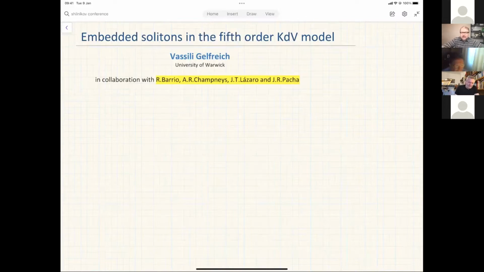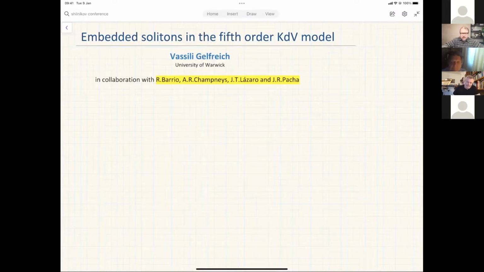And today I'm going to tell you a small story about properties of solitons in a model which comes from the water waves, so it will be just one particular equation. And the object which is studied in this equation is called an embedded soliton. And I feel that I need to explain what this is.